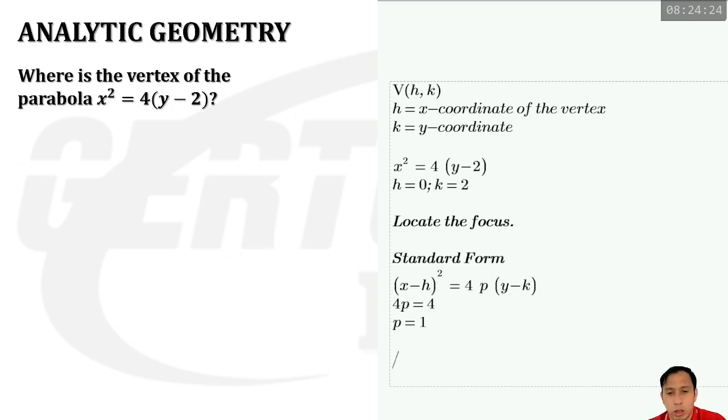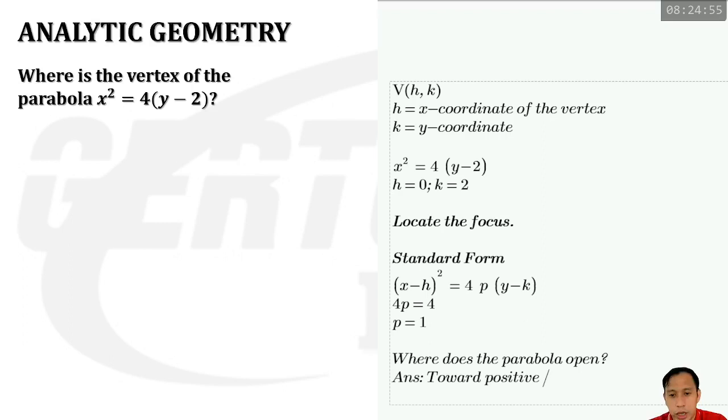But another question. Where does the parabola open towards? Is it upward or downward, or left or right? Well, as you can see, yung linear dito is y. So it should be towards the positive y axis. Towards positive y.